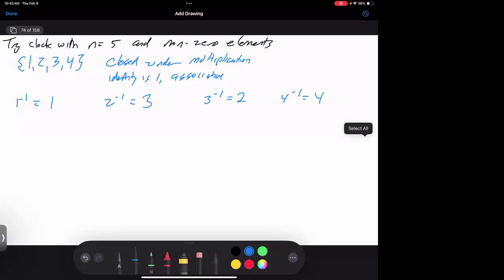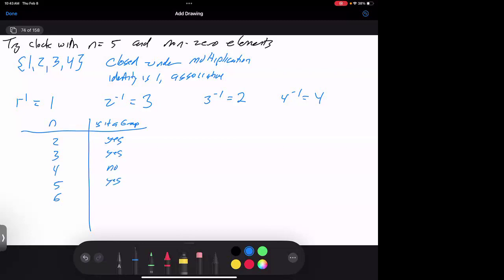And it works. So we now have 2 data points. When n equals 5, it's a group. When n equals 12, it's not. What I'm going to do is make a little table. Here is n. Is it a group? The answer is yes. 3, yes. 4, no. 5, yes. 6, no. 7, yes. 8, no.